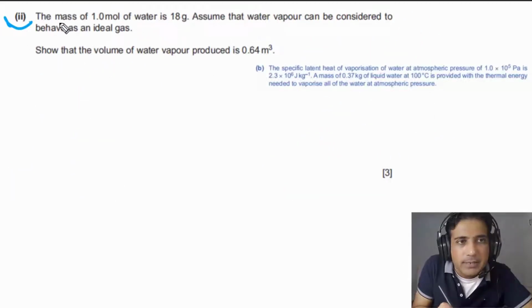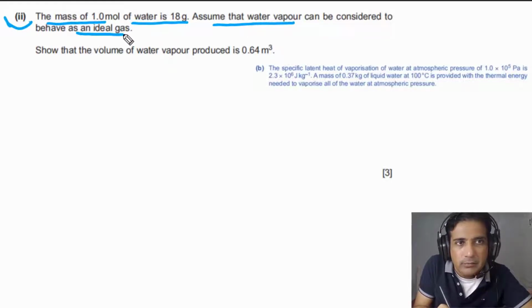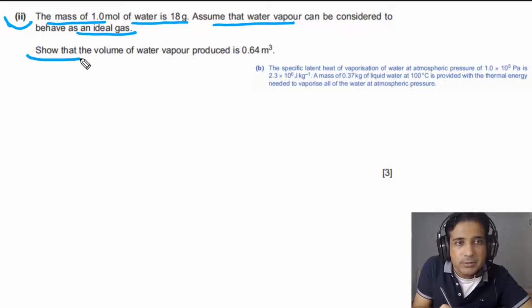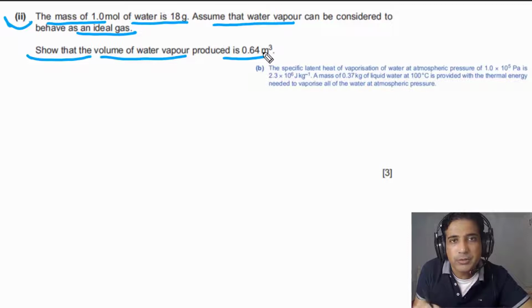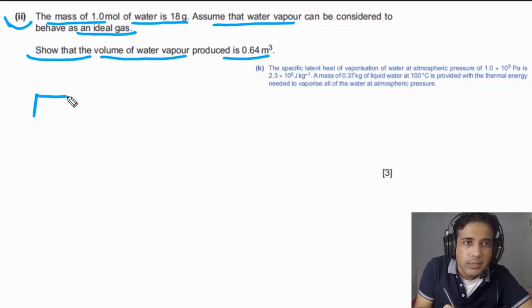For the second part, it is given to us the mass of 1 mole of water is 18 grams. Assume that water vapor can be considered to behave as an ideal gas. Means we can treat water vapor as an ideal gas. Very important assumption. The question is asking us to show that the volume of water vapor produced is 0.64 meter cube, or simply you can say cubic meters. For this question, first of all, let's try to sketch so we can visualize what is happening.